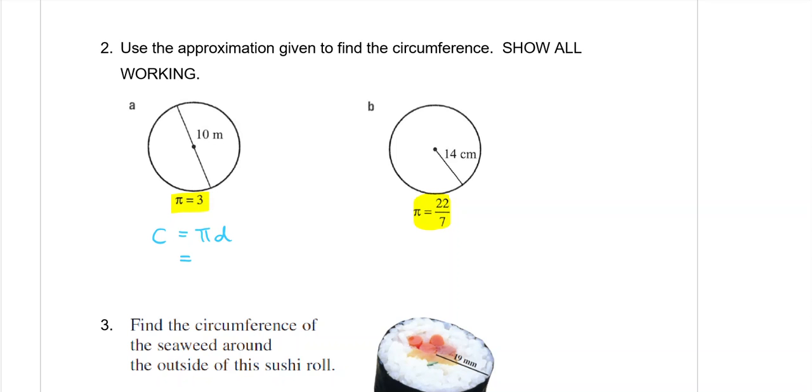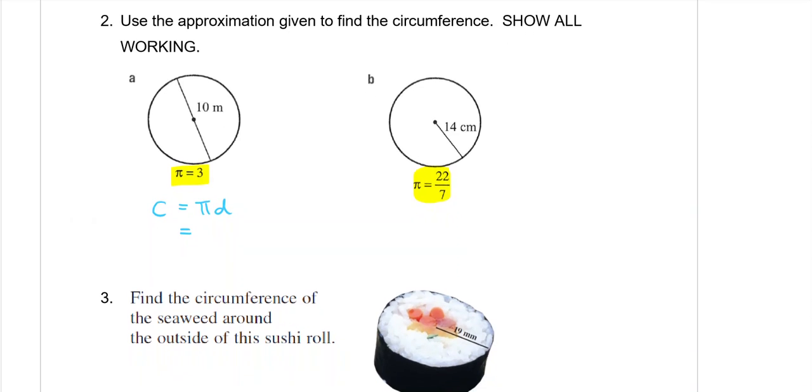The second line is where the small change happens. Instead of using the pi button on our calculator, we're going to be using that pi is equal to 3. So we're going to sub in a 3 for the pi, and the diameter is 10, so we sub in the 10 for the d. So we have 3 times 10, which means that the circumference is approximately equal to 30 meters. So using that pi is equal to 3, we get a 30-meter circumference. We know that it wouldn't quite be like that because we know pi a little bit more accurately, but that's what we were asked to do.